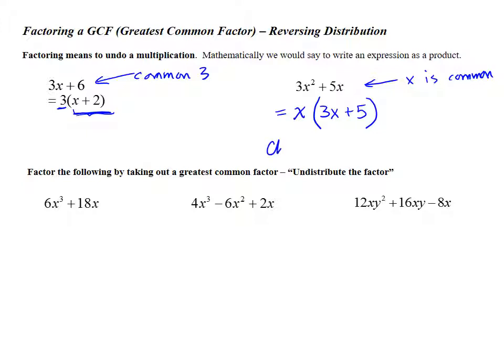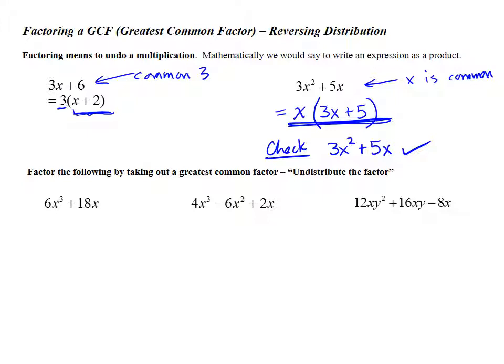And a perfect way to check this, and you should always notate a check by saying check or use a check mark, is to distribute this back through. X times 3x, if we distribute, would be 3x squared, and then x times positive 5 would be positive 5x. So you distribute back to see that it does work. So this would be our final answer right here in the factoring process.